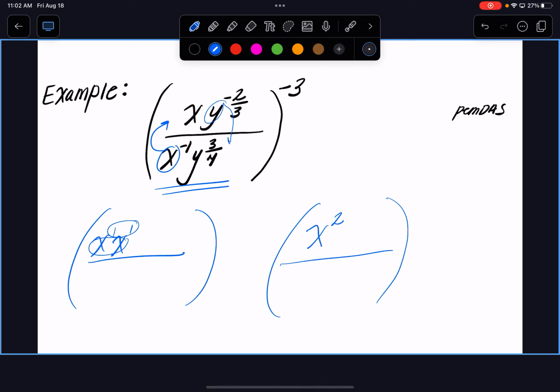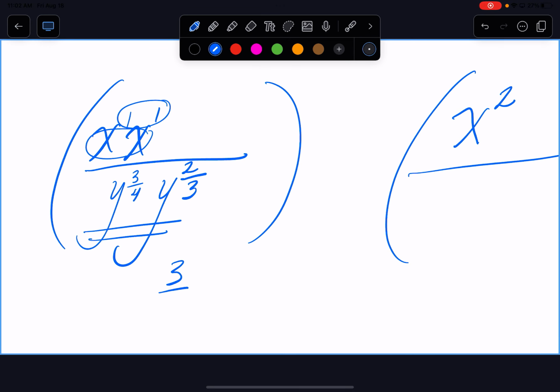So let's take this base downstairs. There's already a y to the 3/4 downstairs. We now have a y to the 2/3 downstairs. When you multiply, you add. So we have to go like this. We're adding 3/4 plus 2/3. I'm going to times by 3/3. I'm going to times by 4/4.